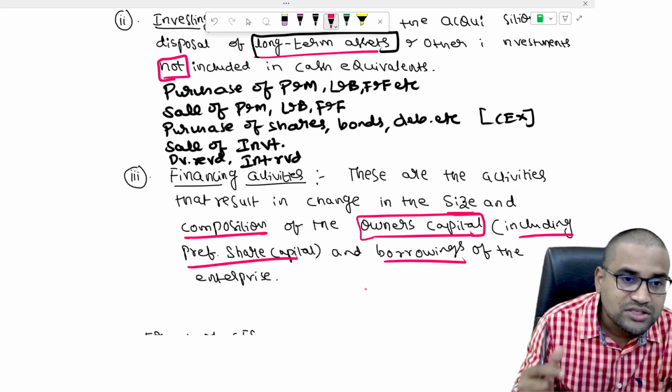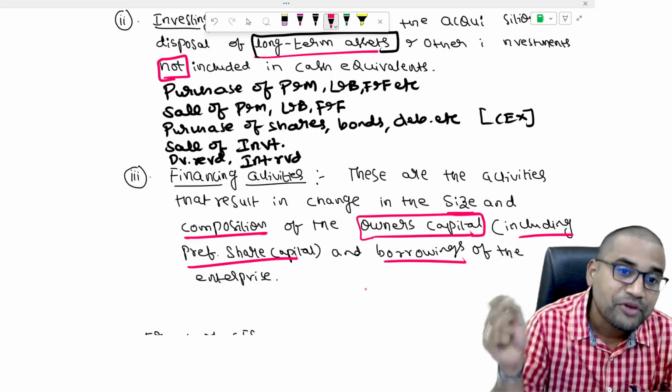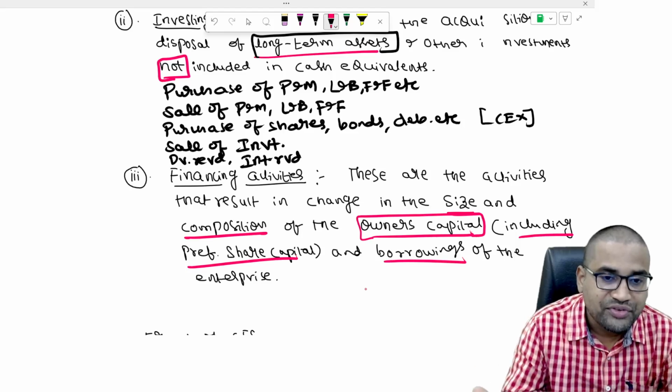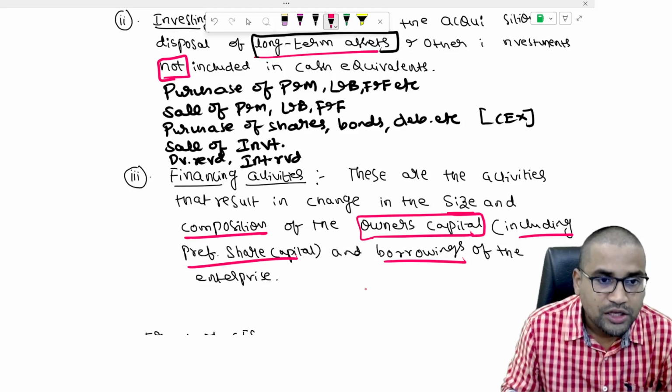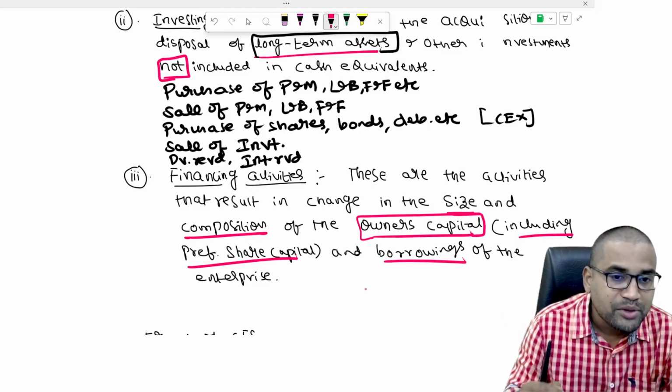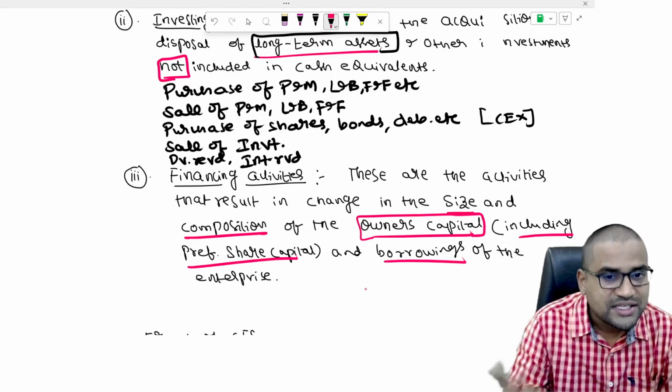Financing activities talk about what? Change in the size and composition of owner's capital, including preference share capital. Suppose a company issued preference shares, financing activity. A company issued equity shares, financing activity. Not only that, the reverse. For example, a company redeemed preference shares, that is also financing activity. A company bought back equity shares, financing activity.